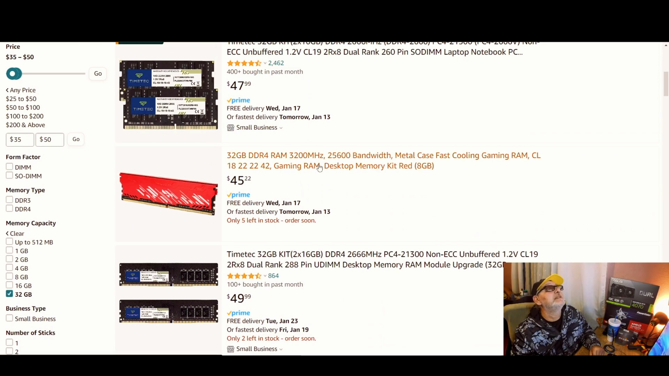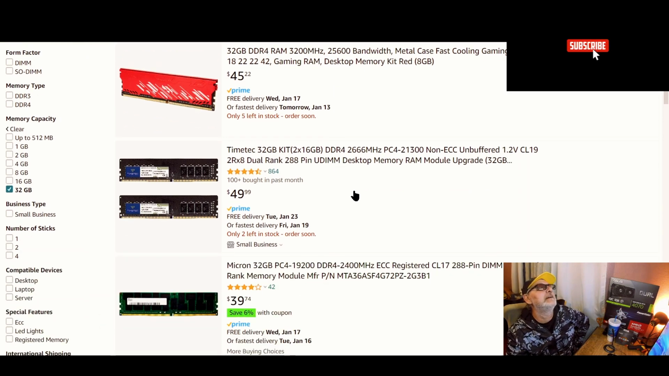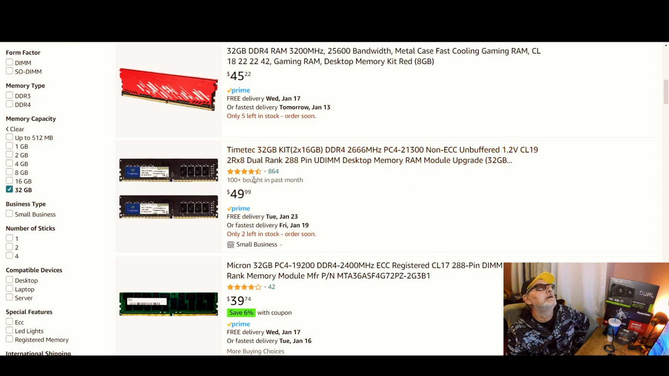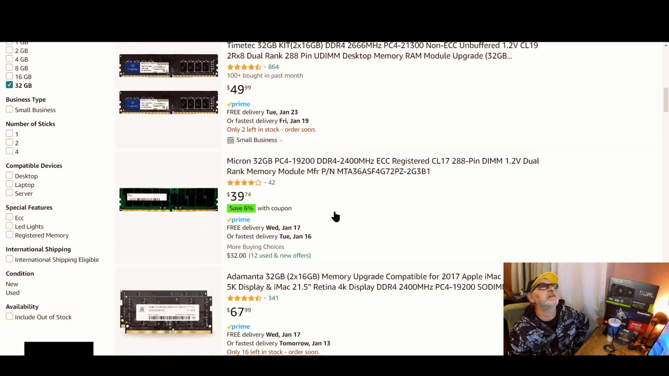Oh, wait a minute. Yep, I had to go back and double check. Oh, that's CL18. Oh, no. You've got to really read it. It says 8 gigabytes. I don't know where they're getting 32 gigabytes when they're saying desktop memory kit red, 8 gigabyte. Scam! That looks like a scammer. CL18, 3200, CL18. Come on. That's a scam and a half, man. Unbuffered 32 gig. I don't think y'all want to do that with your motherboard.